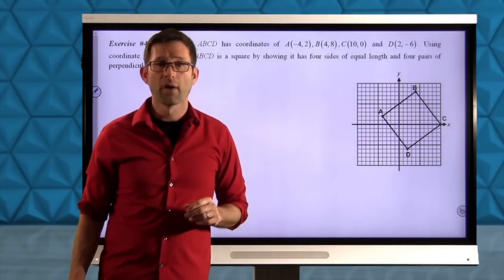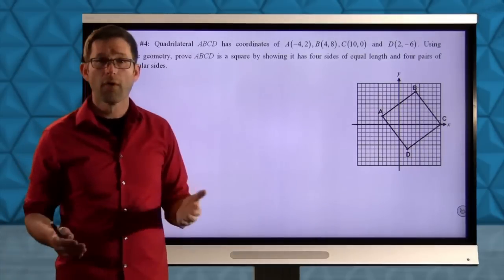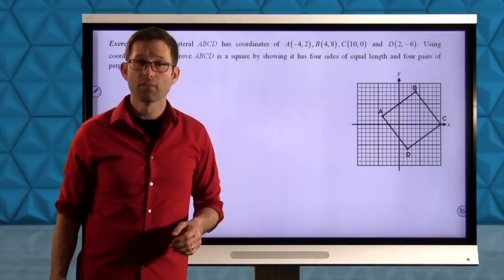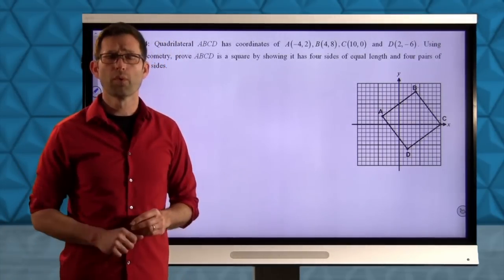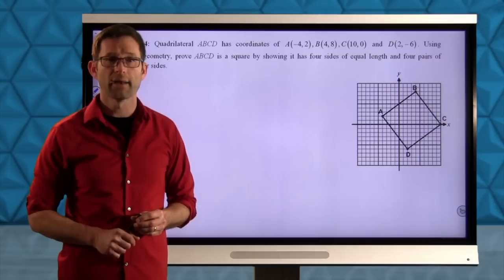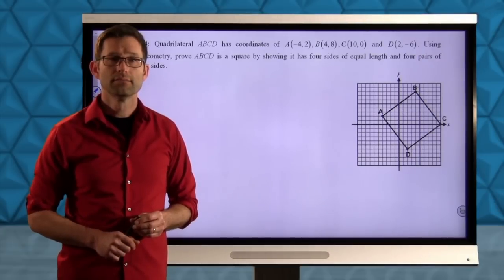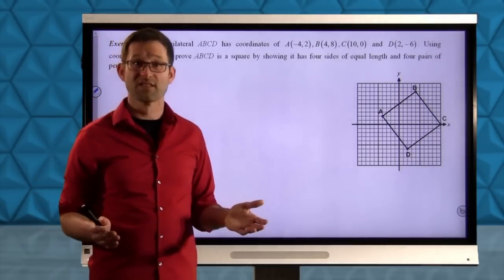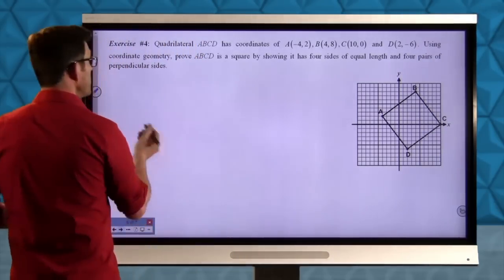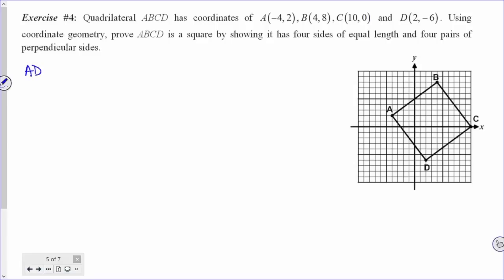So let's first talk about how we determine that all 4 sides have the same length. Well, which tool would we use from coordinate geometry to do that? We're going to use the distance formula. So let's take a look, all right? Let's go through, not AD, let's go through AB, okay? Let's find the length of side AB using the distance formula, right?